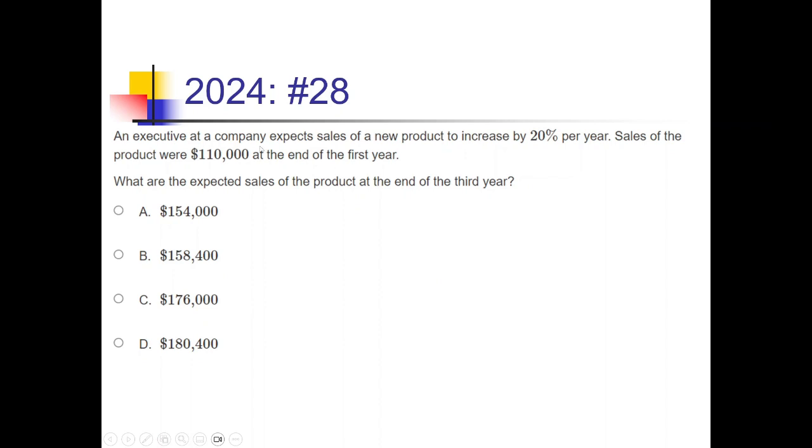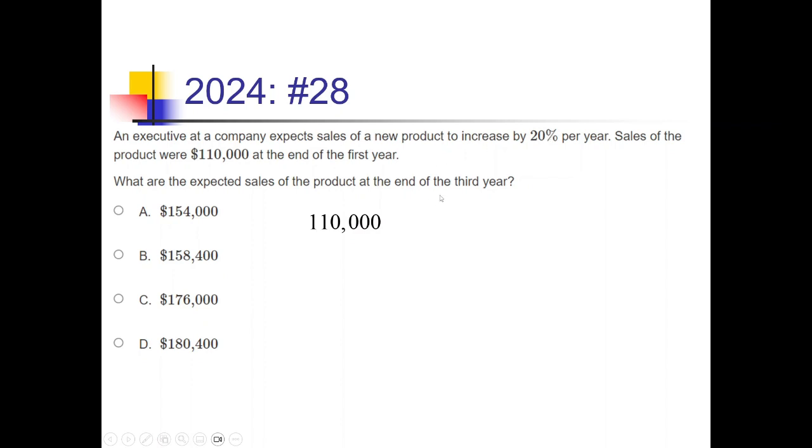For 28, an executive at a company expects sales of a new product to increase by 20% per year. That's optimistic. And we know that sales were $110,000 at the end of the first year. So based on this, what are the expected sales at the end of year 3? To increase by 20% each year, we have to take the original amount, which was $110,000, and multiply that by 1.2. That's 100% plus 20% is 120%, so we're multiplying by 1.2 each year.